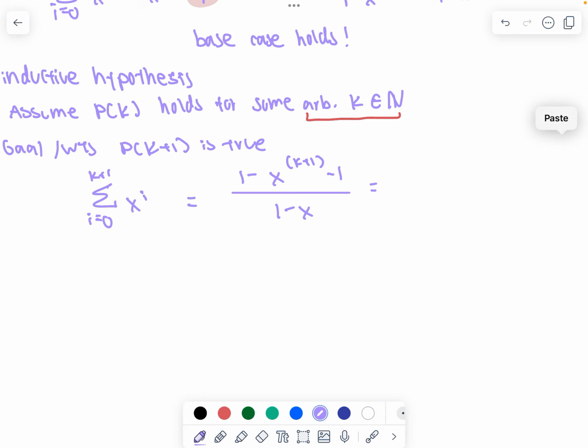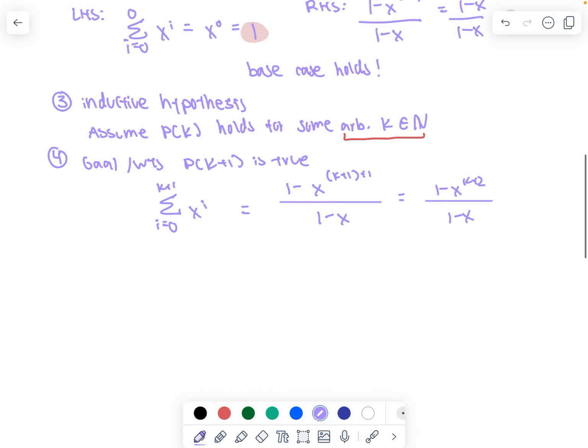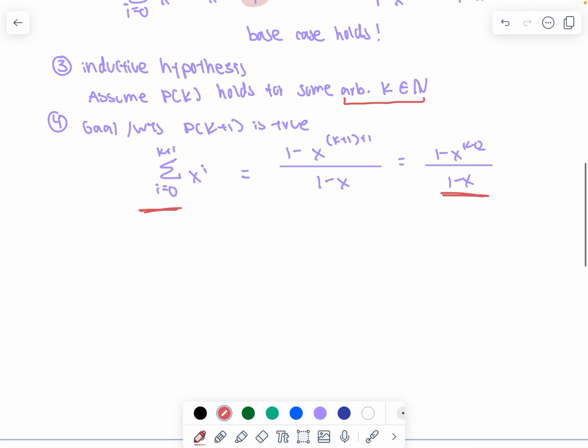So this right-hand side becomes 1 minus x to the k plus 2 over 1 minus x. Not sure why I wrote this here, this should be a plus 1. Cool. Our goal is to show that this side equals this side. So we can try some algebraic manipulation on this left-hand side to see if we can make it look like this right-hand side somehow.